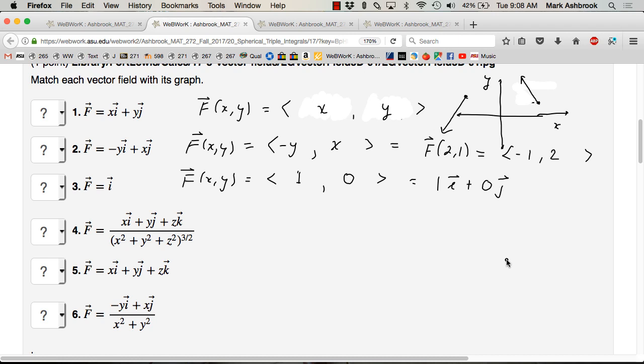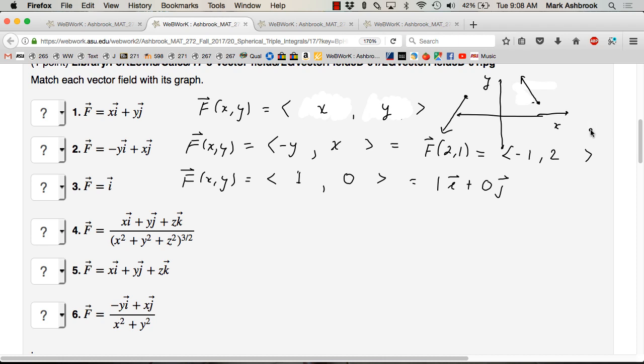What's that? Expanding out from the origin. Because if I'm at the point, say, 1, 4, what vector do I have? 1, 4. If I'm at the point 5, 0, what vector do I have? 5, 0.